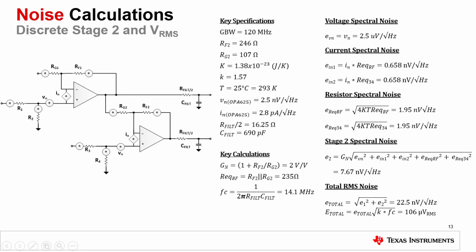For amplifier 2 in our discrete solution, by following a similar process as the first amplifier, we get a total spectral noise density of 22.5 nanovolts per root hertz. Combining the spectral noise densities of both stages, and then converting to the total RMS noise, we see that in the discrete solution, we get a total output voltage noise of 106 microvolts RMS.